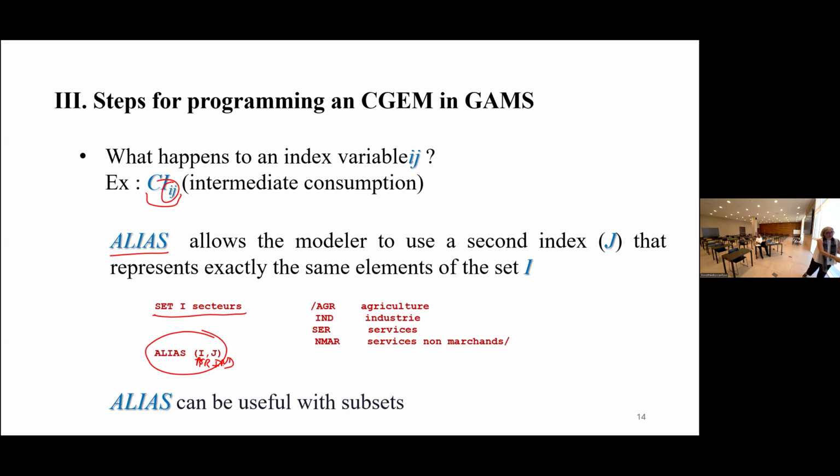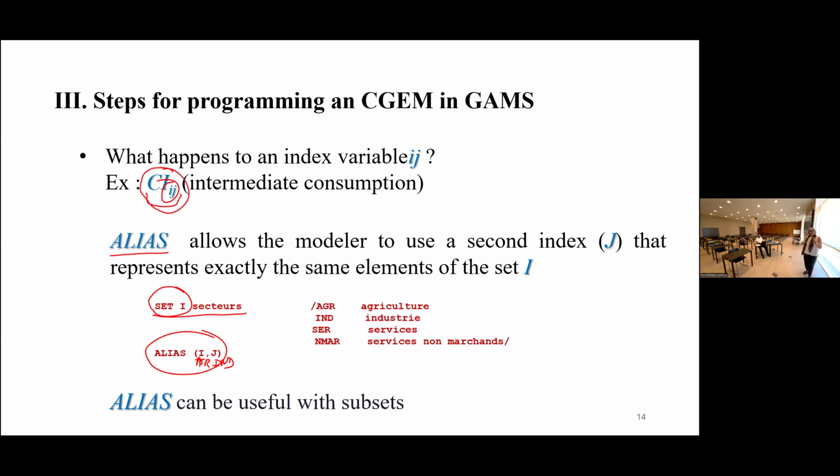Then I told GAMS that it's the same set. The set is I, but I can use it as I want. I put some guillemets, I and J differently. Then for both consumption variables that I had in my model, I can put J or I. It's equivalent.